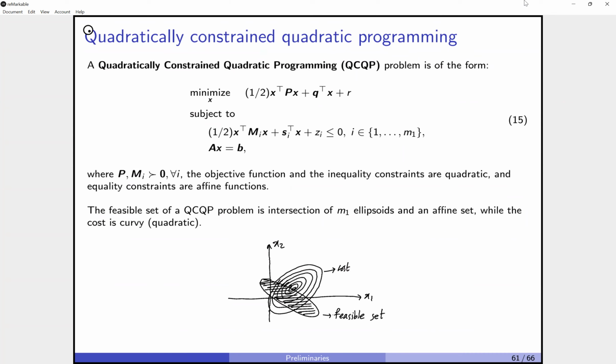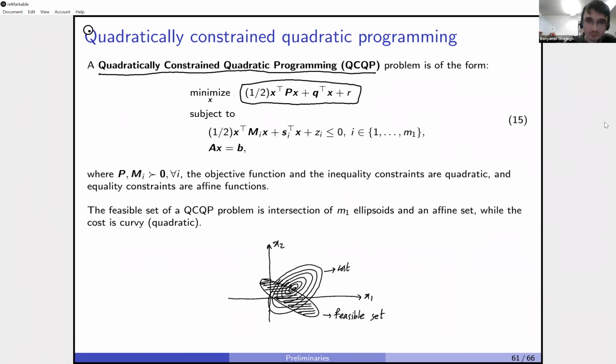Okay, great. So now let's talk about quadratically constrained quadratic programming. Again, programming means optimization here. So what is this? The objective function is quadratic. The inequality constraints are also quadratic. When we say quadratic, by the way, it can be affine too, right? If you set m to 0, then it would be affine. So I'm saying that affine is a special case of quadratic. Therefore, you can see linear programming as a special case of quadratic programming.